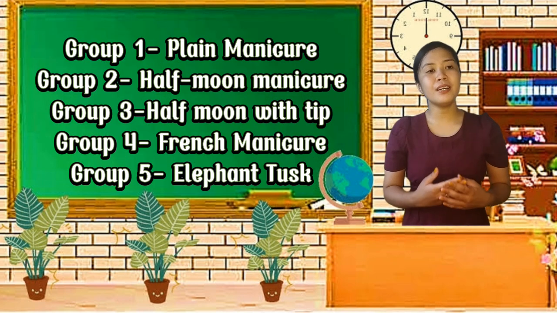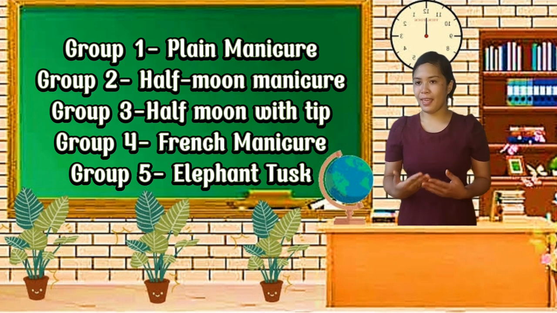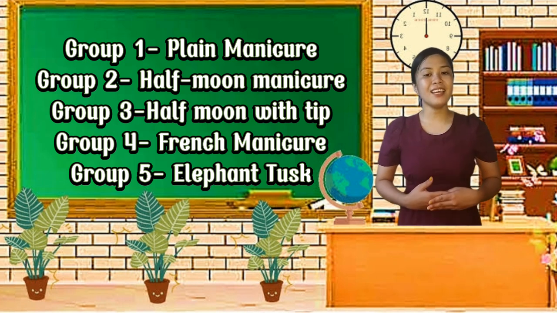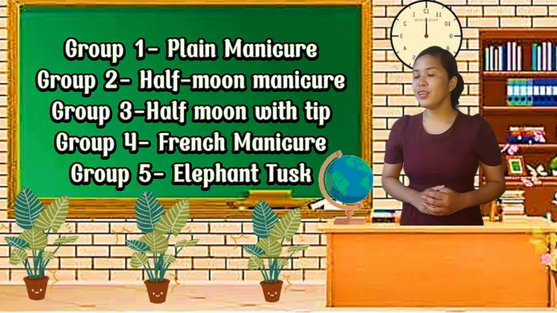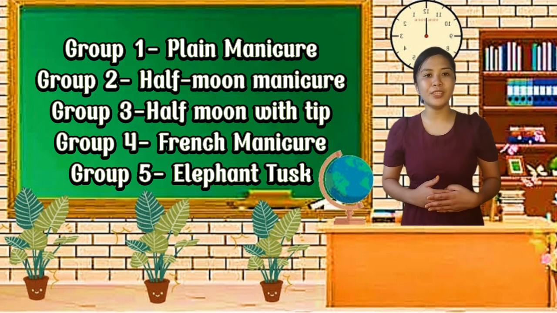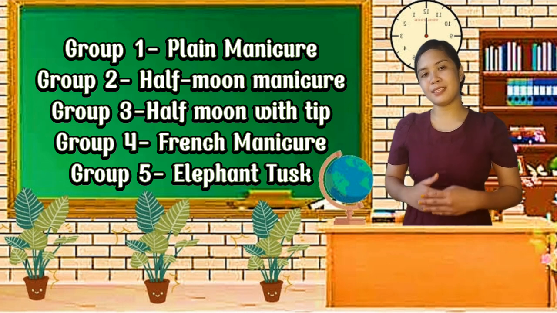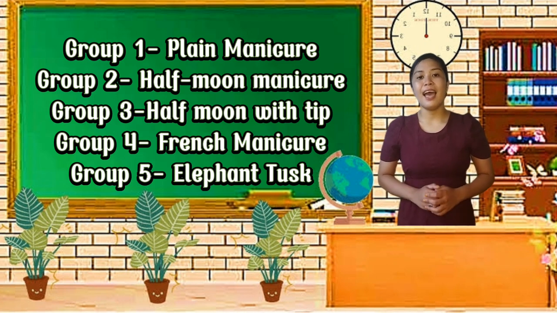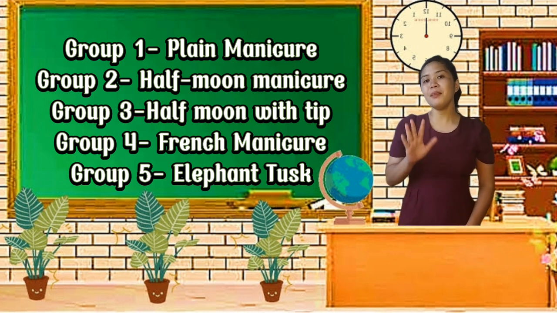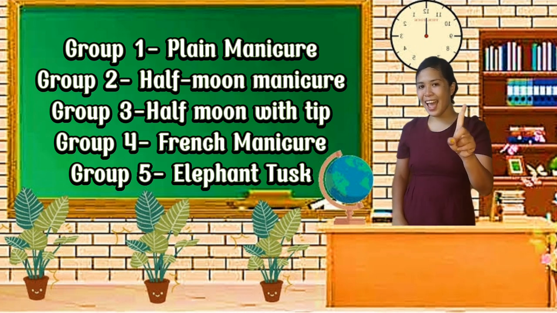The first group will present the plain manicure. The second group will present the French manicure. The third group will present the half moon. The fourth group will present the half moon with tip. And the last group will present the elephant tusk. I will give you 15 minutes to do the task. Time starts now.